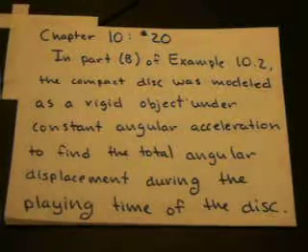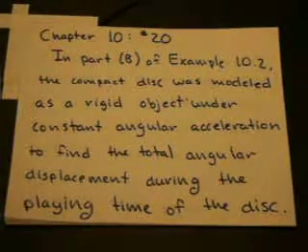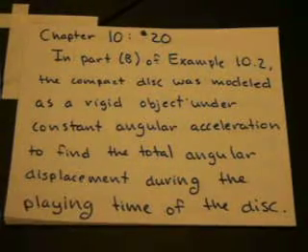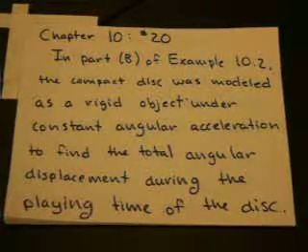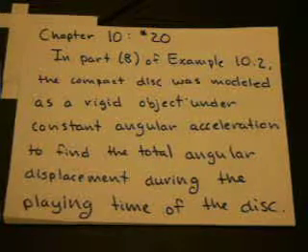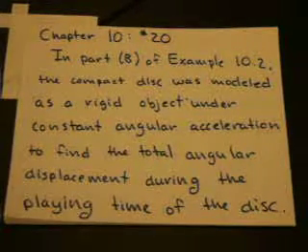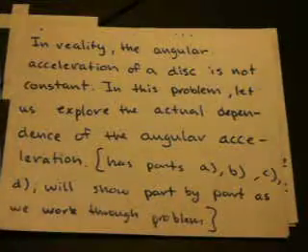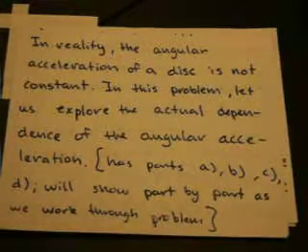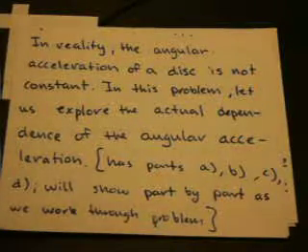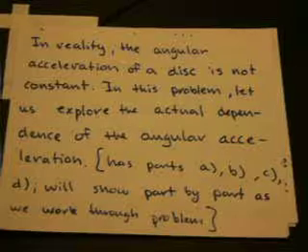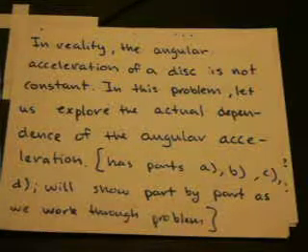Chapter 10, number 20. In Part B of Example 10.2, the compact disk was modeled as a rigid object under constant angular acceleration to find the total angular displacement during the playing time of the disk. In reality, the angular acceleration of a disk is not constant. In this problem, let us explore the actual dependence of the angular acceleration.